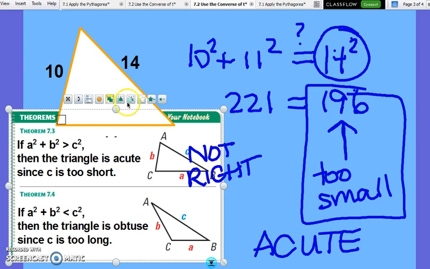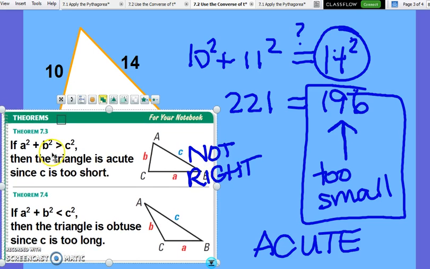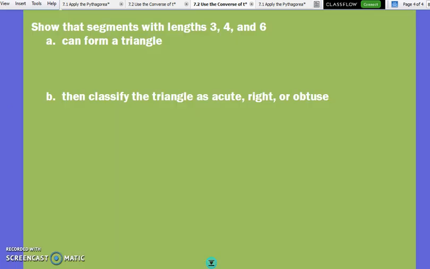Here's how that theorem goes. It says that if the a squared plus b squared is bigger than the c squared, then the triangle is acute, because that c would be too small. Sort of the other way is going to work too. If the c squared winds up being too big, see how the c is really long? Well, that's going to make the c angle bigger than 90, so it would be an obtuse triangle. So those are some theorems that go along with this.